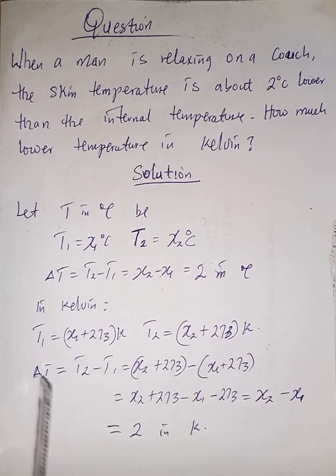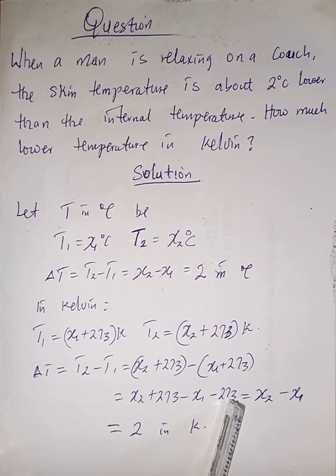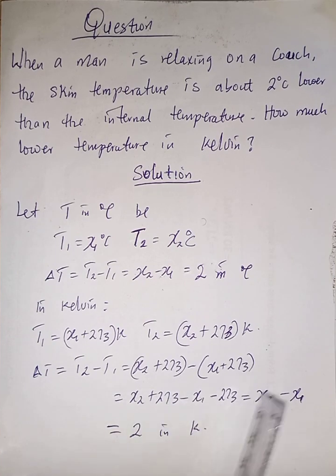That is all. The change in temperature will be T2 minus T1, which is this minus this. So if you do this minus this, minus times plus gives minus S1, and minus times plus gives minus 273. So this and this will cancel out. Plus 273 minus 273 will give us 0. We have S2 minus S1 still. Remember, S2 minus S1 is equal to 2. And this one will now be in Kelvin.